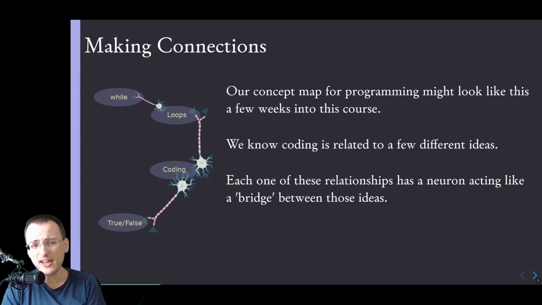We might have some notion of how things work in our brain at a certain point in time. We have a concept map. Let's say we're an intro programming student. We might have a concept map that looks something like this. We know coding is related to a couple things like loops and true and false statements. And we might know loops are related to something called a while loop. All of these relationships have neurons acting like bridges between those different groups of ideas.